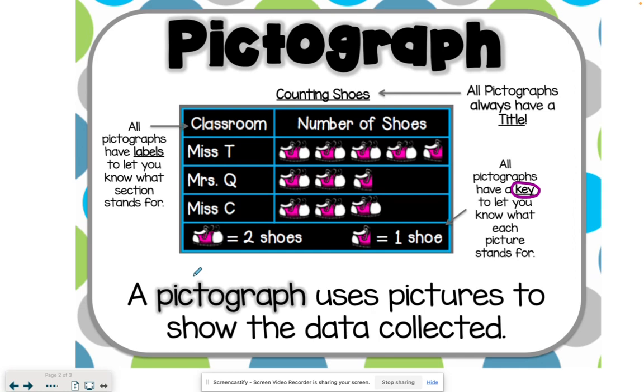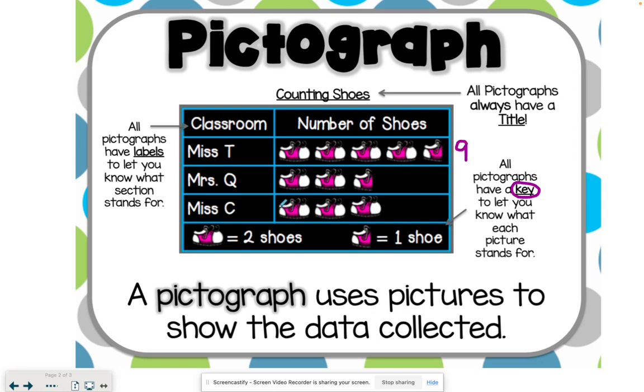Most of the time, those half pictures are not going to show up on your key, and you just need to know that if a whole shoe was 2, half of it would be 1. The next thing you need to do is organize your information. So if we take a look at Miss T, she has 1, 2, 3, 4 full shoes, which means she has 8 shoes there. And she has 1 half shoe, so she has a total of 9 shoes.